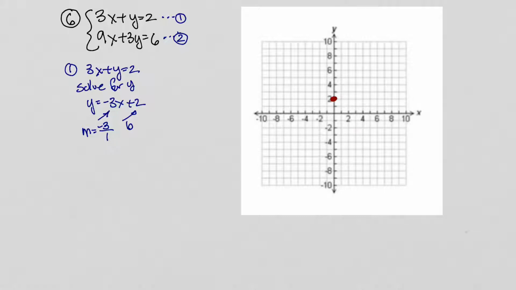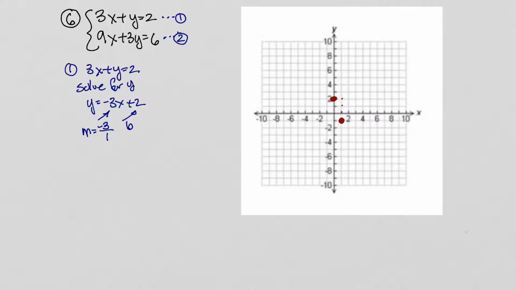And remember, the slope is the fraction. The bottom number is the horizontal change. The top number is the vertical change. So from this point, I'm going to go to the right one, down 3. That's what it says here, right? To the right one, down 3. So let's do it. I'll put little dots there. To the right one, down 3, there's a point.